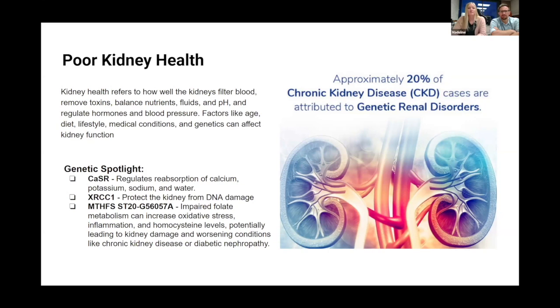And in addition to that, there are types of genes that you all, I'm sure, are familiar with, these methylation and folate genes, and these are critical for kidney health to reduce oxidative stress, like we talked about before, protecting those cells from oxidative stress.